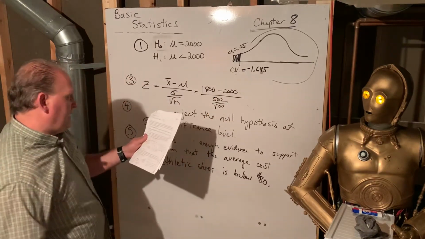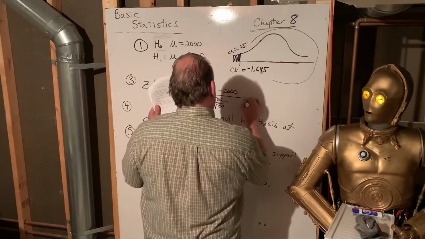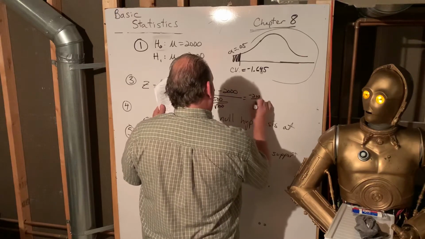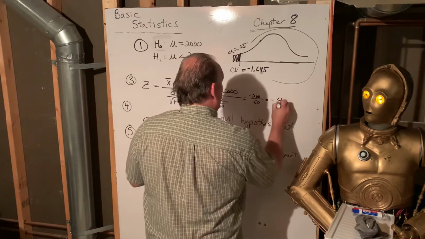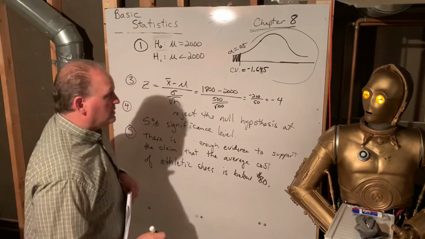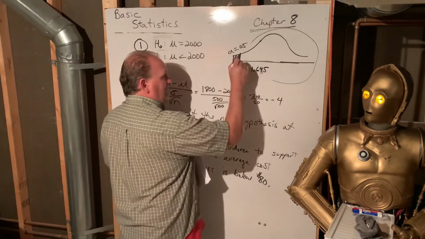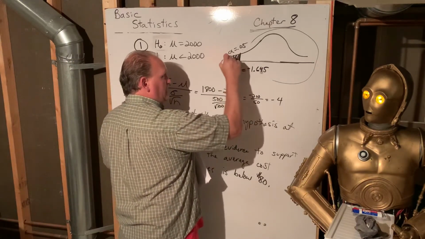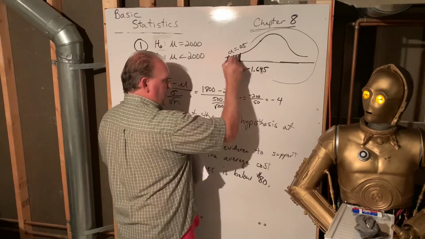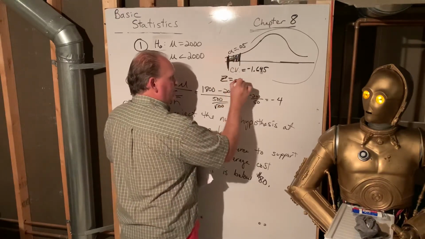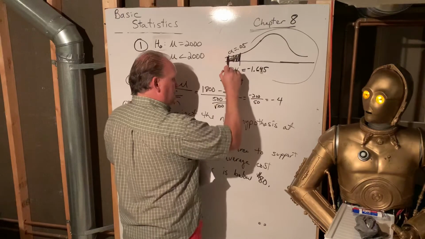So what does that end up to be? Negative 200 divided by 50 is negative 4. Ooh. So that's 4 standard deviations below the mean. That is well within the shaded area here. So Z is equal to negative 4.